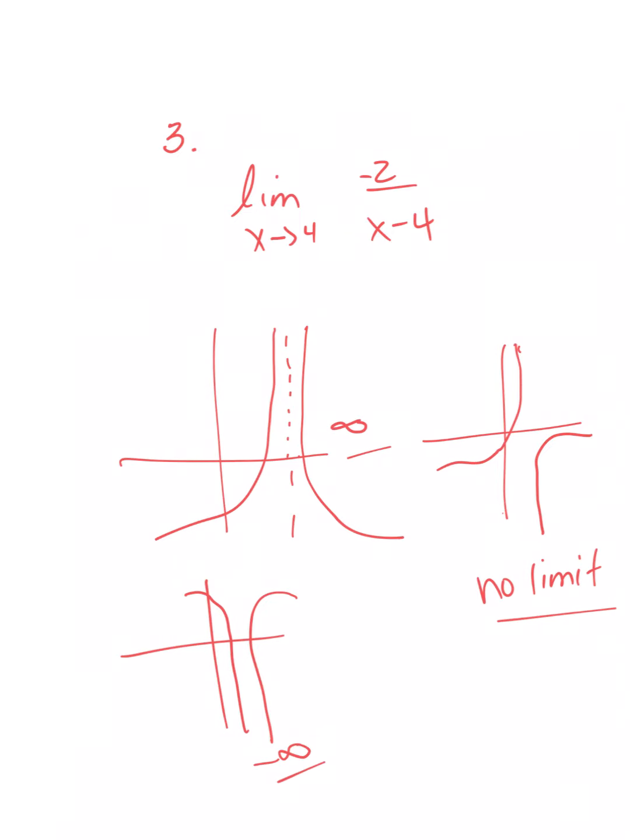So the only time it's a number is when that numerator cancels and gets rid of the problem in the basement. But if not, you can stick it in the calculator and see where the graph goes around that number.